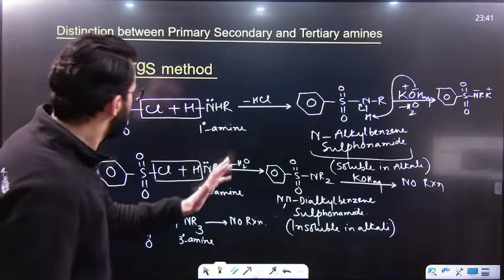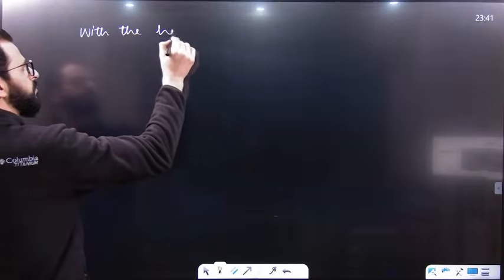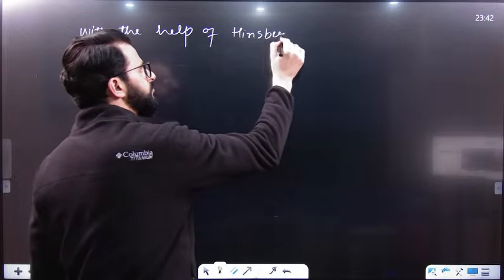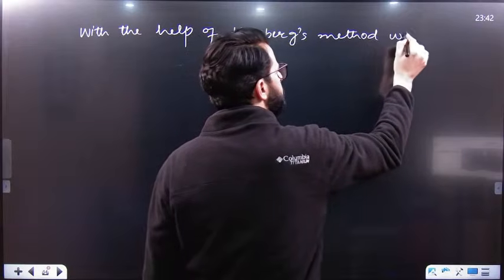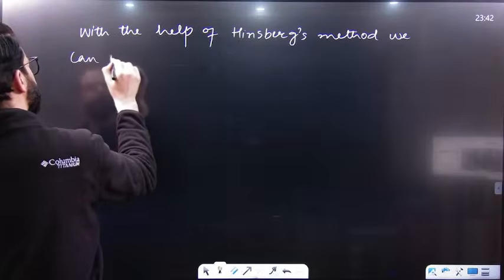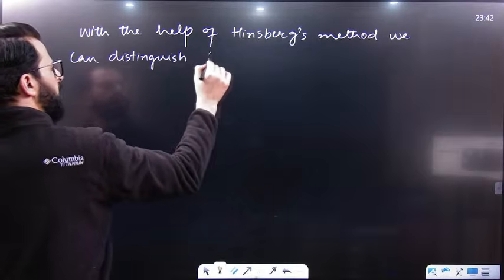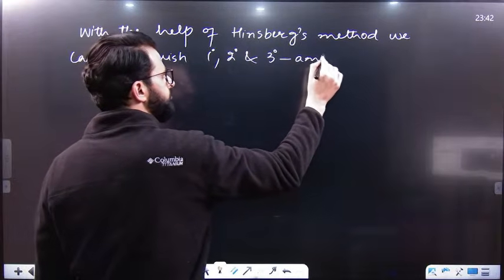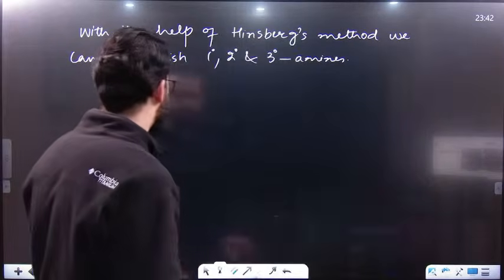So can we say with the help of this method, with the help of Hinsberg method, we can distinguish primary, secondary and tertiary amines. So this is the test with the help of which we can distinguish primary, secondary and tertiary amines.